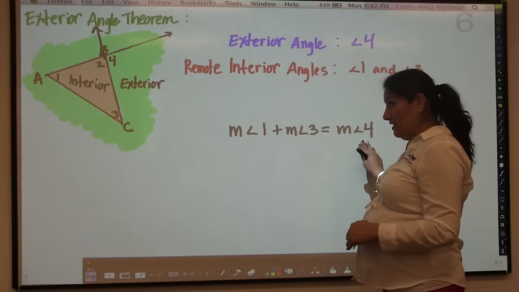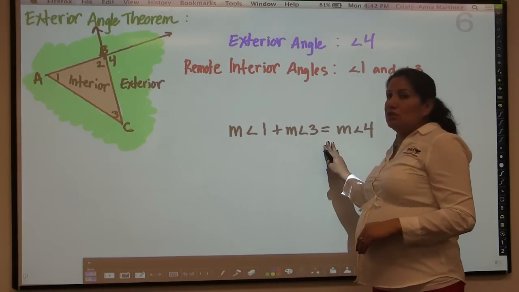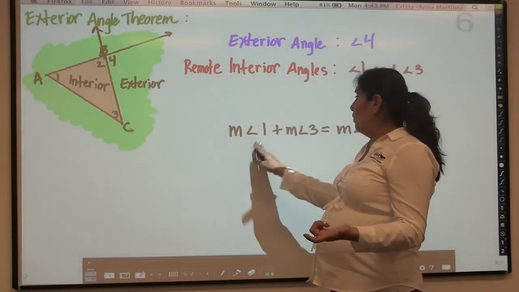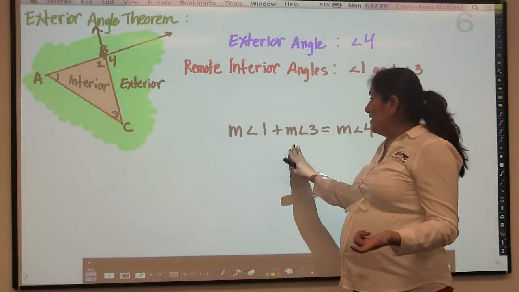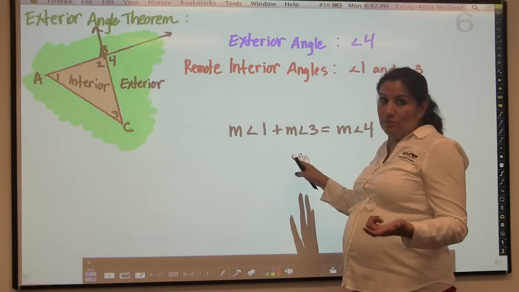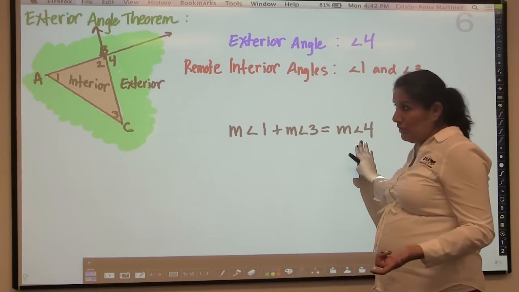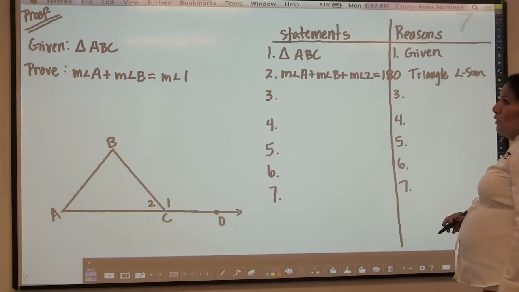angle, so angle 4 in this case, is equivalent to the sum of the two remote interior angles. So the sum of 1 and 3 together. Notice that angle 2 doesn't play a role in here. It's the remote interior angles. The sum of the remote interior angles is equal to the exterior angle. And we are going to prove that as well.